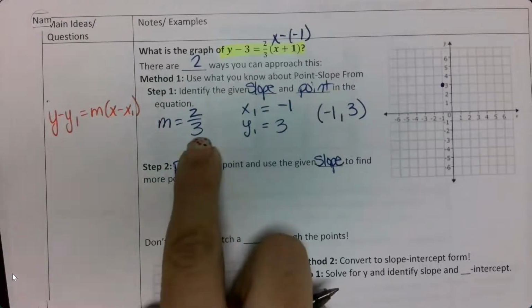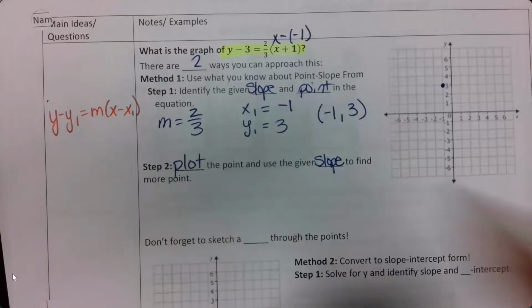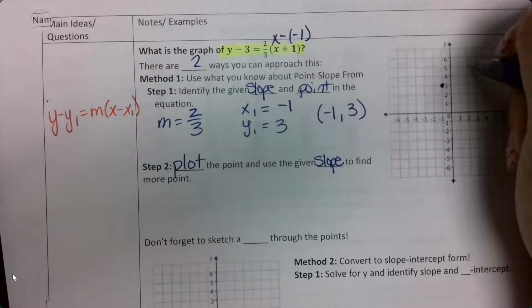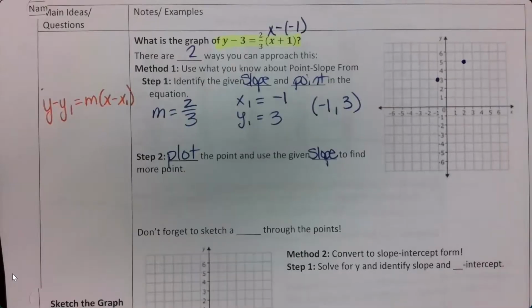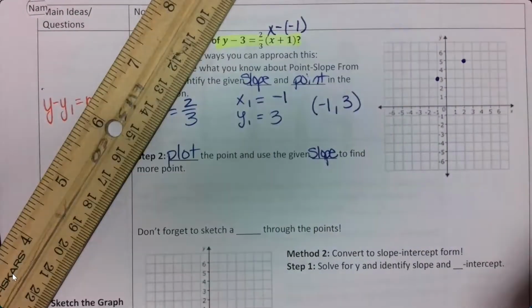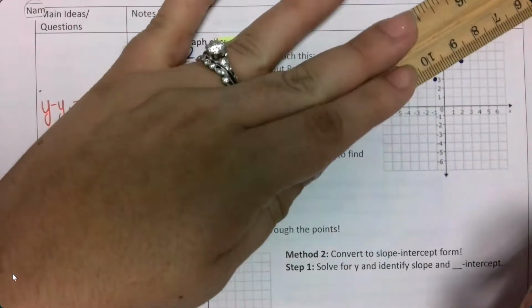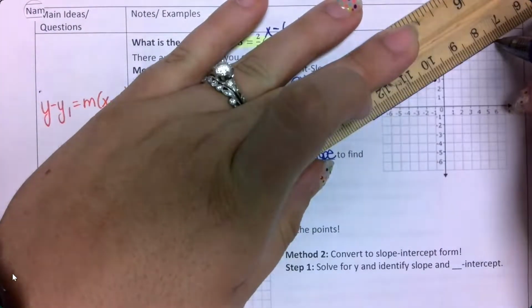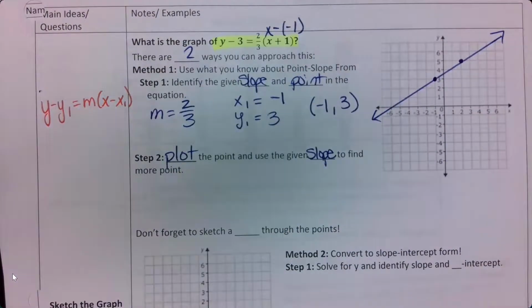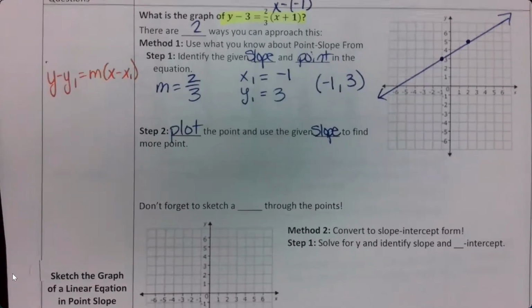Okay, so now I want to use my slope of 2/3. That means do what? Yeah, up 2 over 3. So I'm going to go up 2 squares and then right 3. I'm always going right. And then what do I want to do with my 2 points? Connect. Okay.